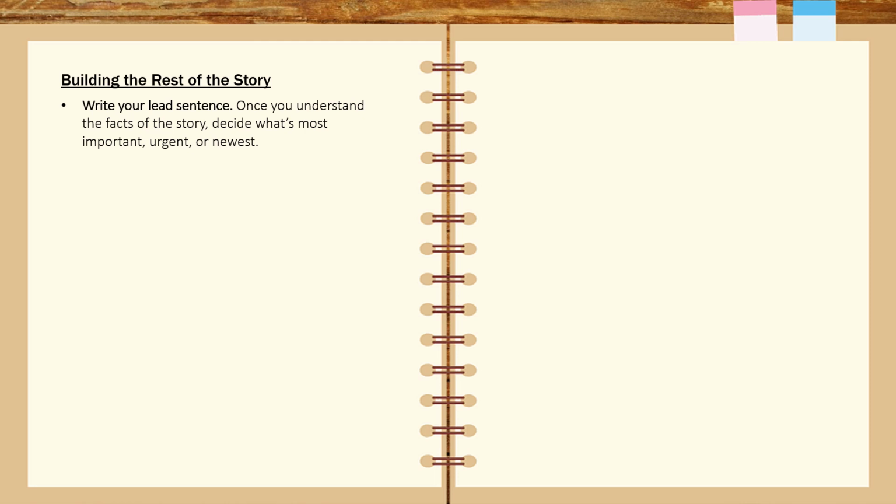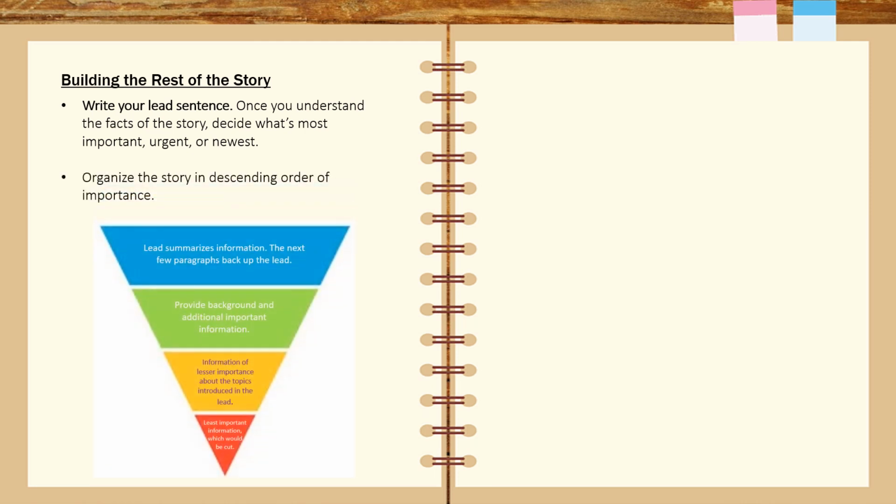If it's a hard news lead, get to the bottom line and include what's most important, urgent, or newest. If it's a soft news lead, find a way to dramatically engage the audience's attention in the story. Once your lead has been written, organize the story in descending order of importance. Follow the inverted pyramid.